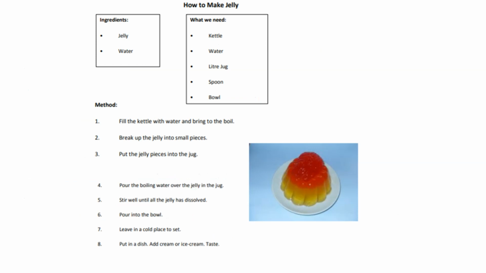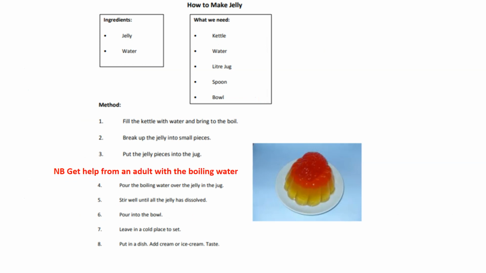Can you see something dangerous we should warn our reader about here? We have to be very careful about boiling water, so in between step 3 and 4, I'm going to write a warning. NB. Get help from an adult with the boiling water. Now you don't have to write NB, I do sometimes. It's a Latin phrase that means note this well. It's something that we can use to show that this is very important.